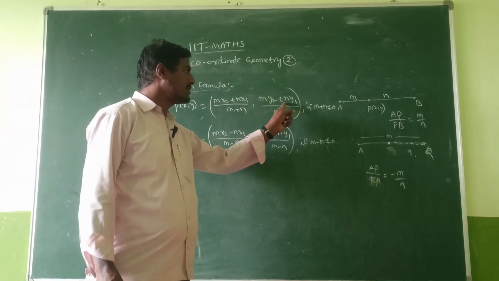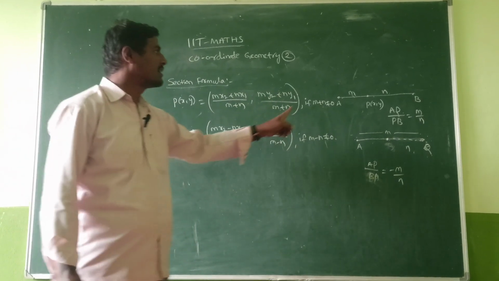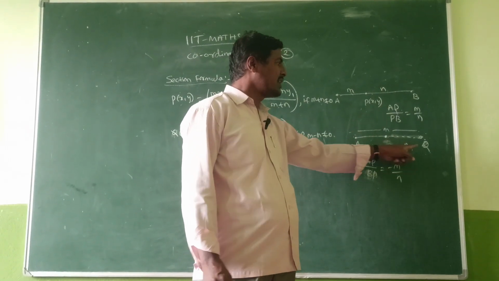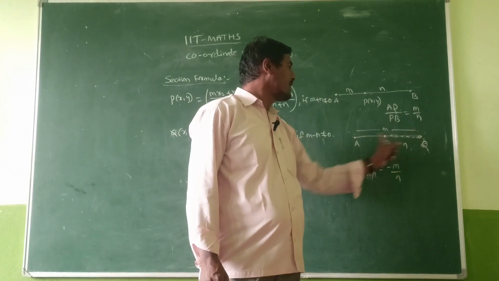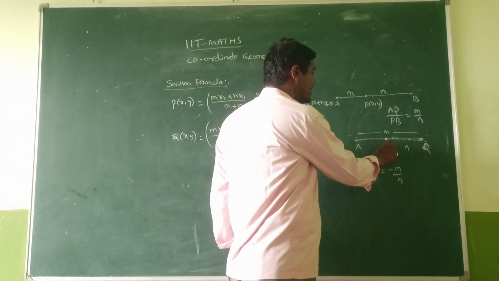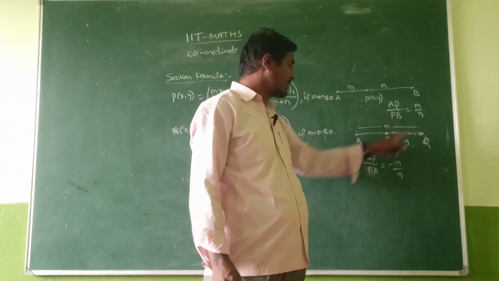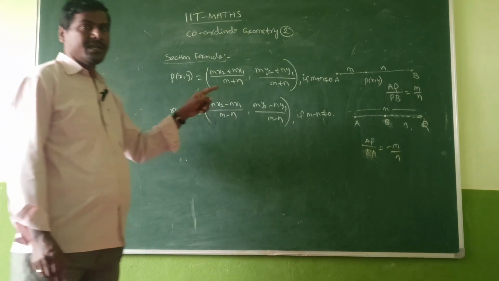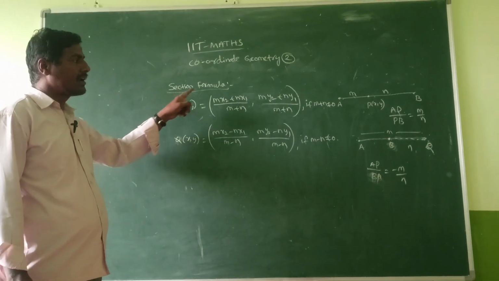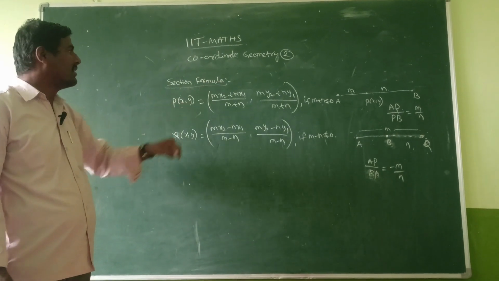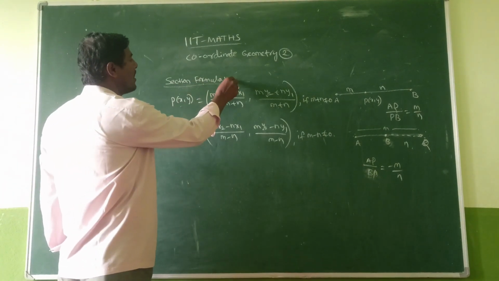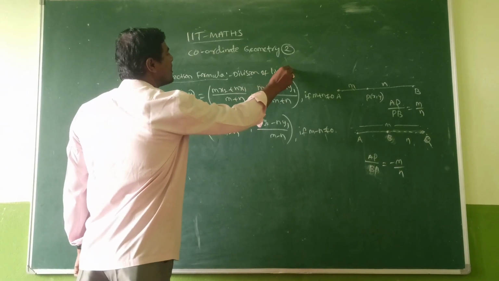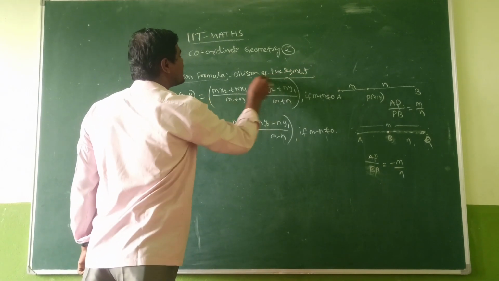This is internal division. This is external division. Internal division means the point P lies in between the points A and B. External division means the point Q lies outside of the line segment AB. So we take AB by BP equal to m by n, or minus m by n. So both are formulas for the division formula. Section means dividing the line segment in some ratio m is to n, the division of a line segment.